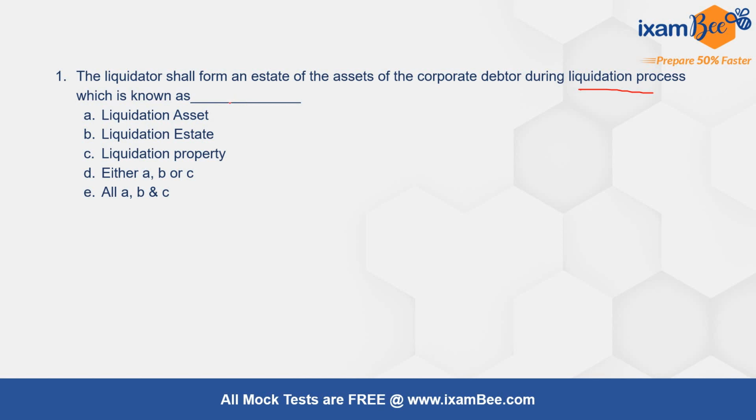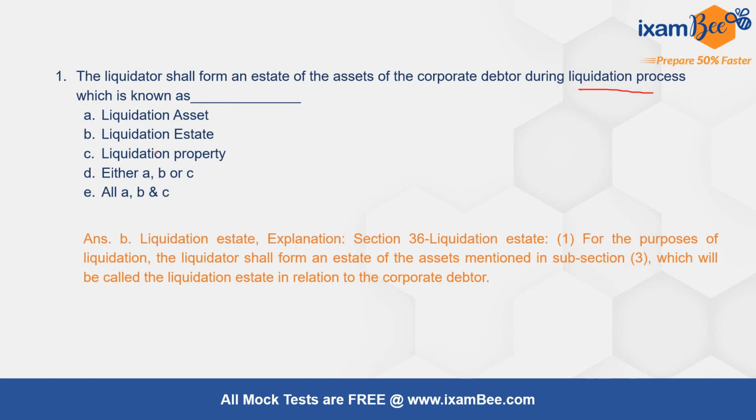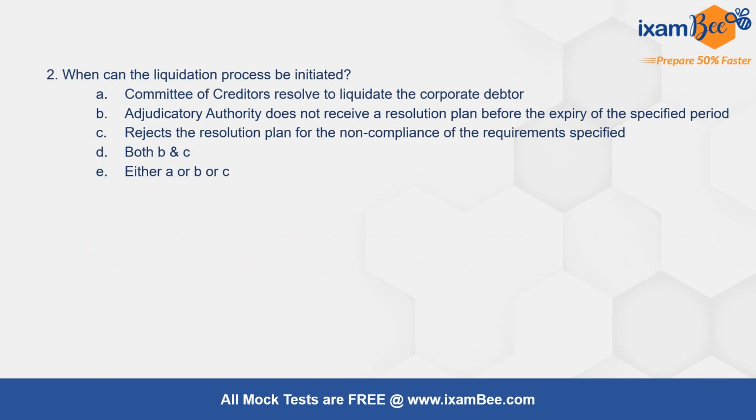So you can see the various terms which have been used are liquidation asset, liquidation estate, liquidation property, or it could be all of the above, or either of the above. So the correct option for this particular question is B, that is the liquidation estate. Liquidation estate is the term given to the estate of the assets of the corporate debtor when it is undergoing a liquidation process. So you can see the very definition of the liquidation estate, or what liquidation estate is, as provided under section 36.